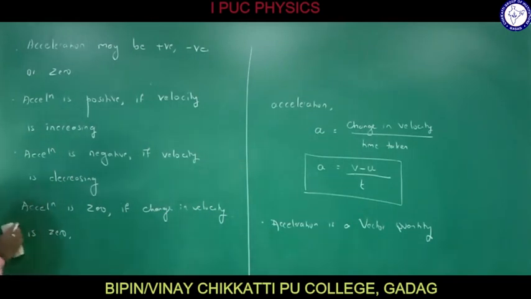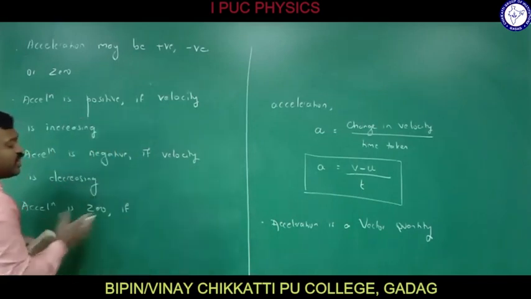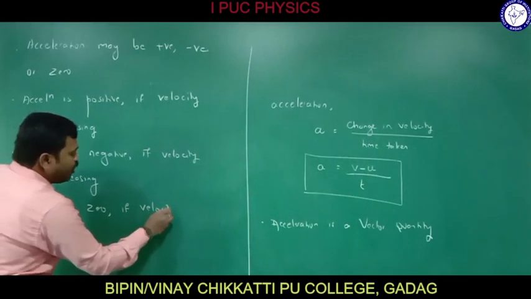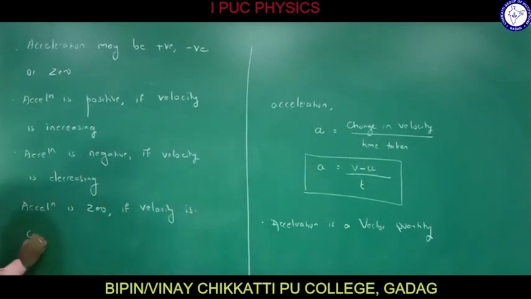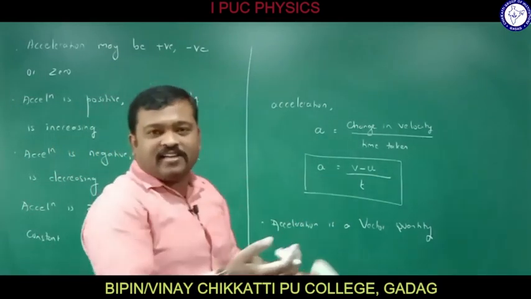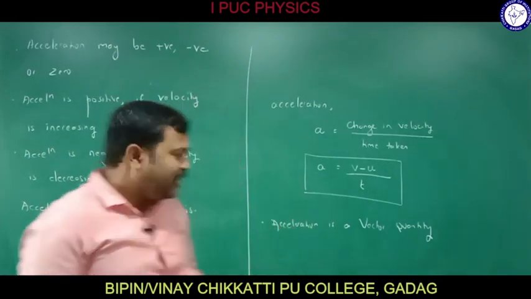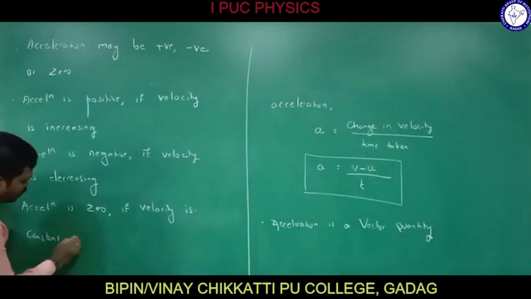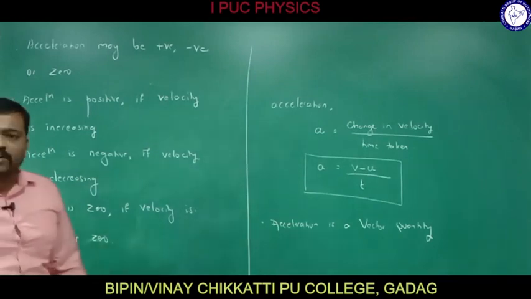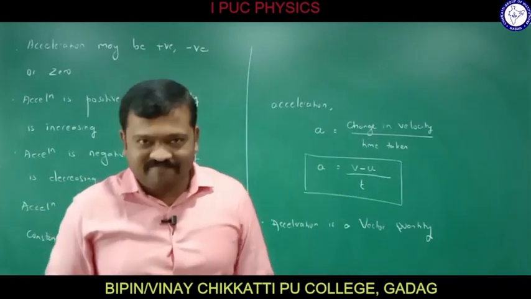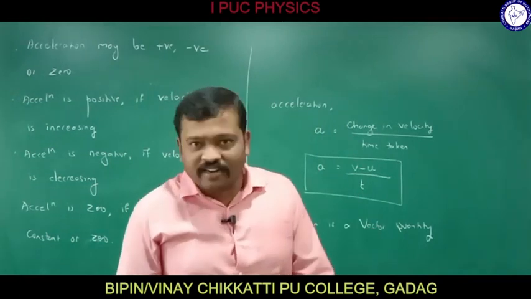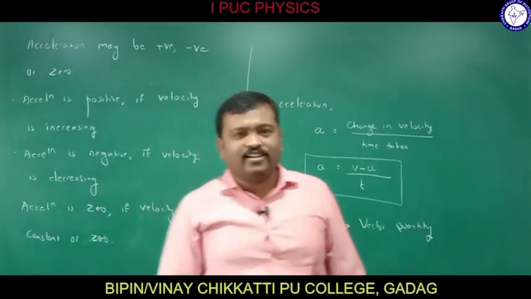Let me take it like this: acceleration is zero if change in velocity is zero. That is correct, but it can also be defined like this: if velocity is constant. If you are moving with constant speed, what is the acceleration? Acceleration is zero if velocity is constant, or if velocity is zero. If the vehicle is not moving at all, if it is at rest, it remains at rest. If it is not moving, then what is the acceleration? Zero, right? Because if velocity is zero, then acceleration is also zero.